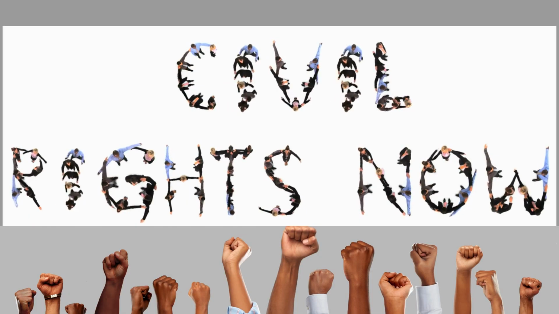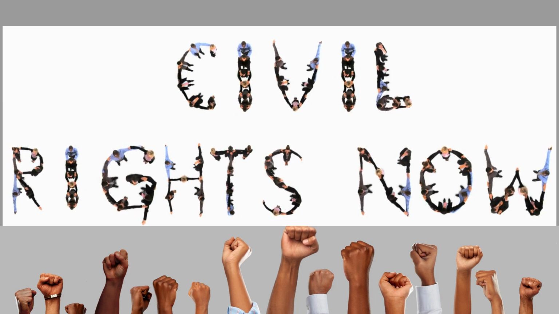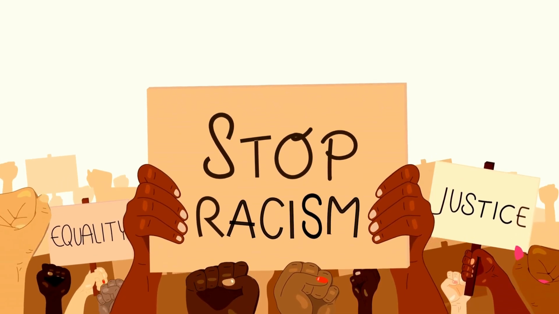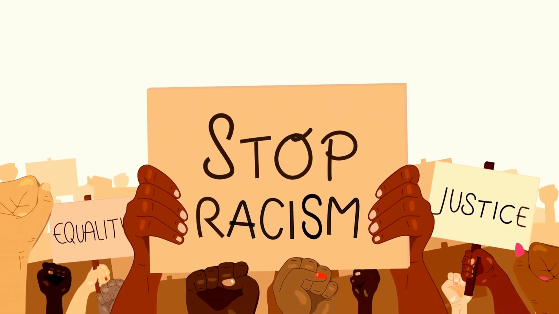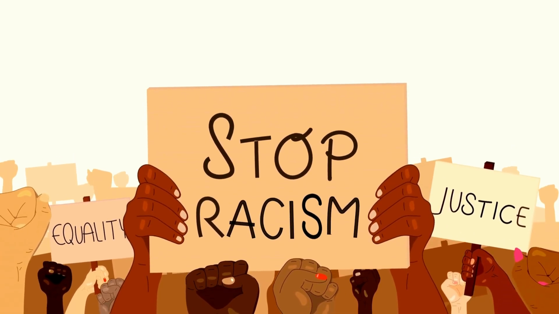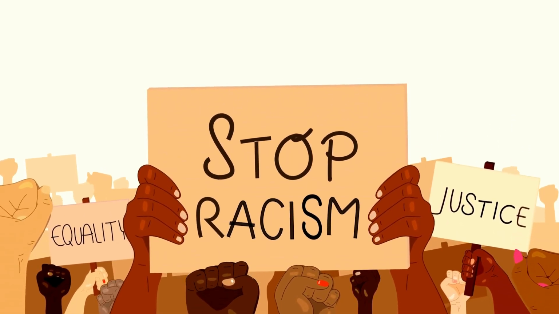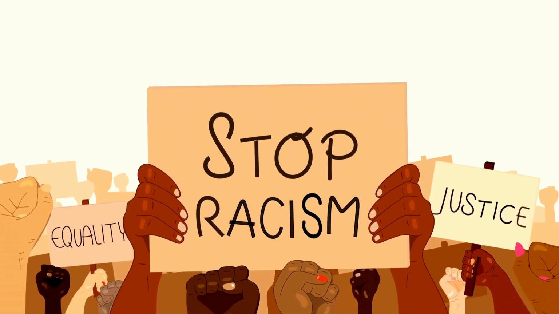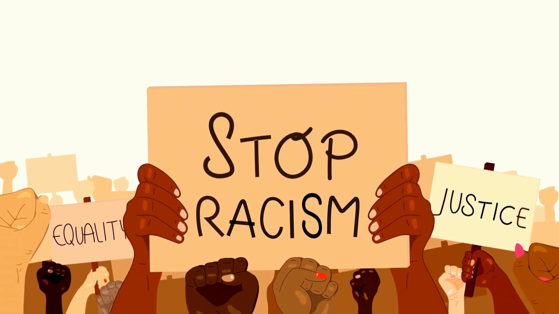During the 1960s civil rights movement, the Federal Fair Housing Act of 1968 was created to fight against discrimination. This law aimed to stop unfair treatment faced by African Americans and other marginalized communities when trying to find homes. It was a time of big protests and activism for equal rights and justice.